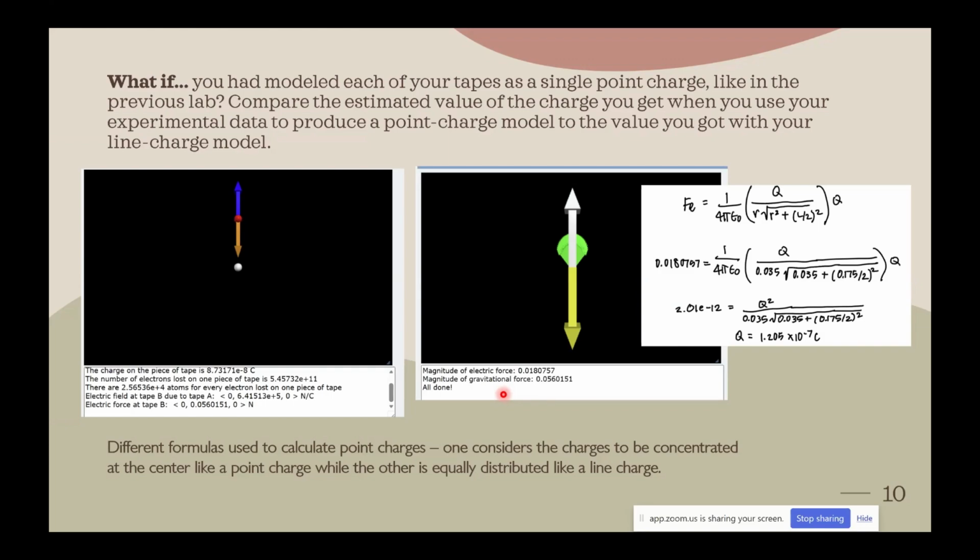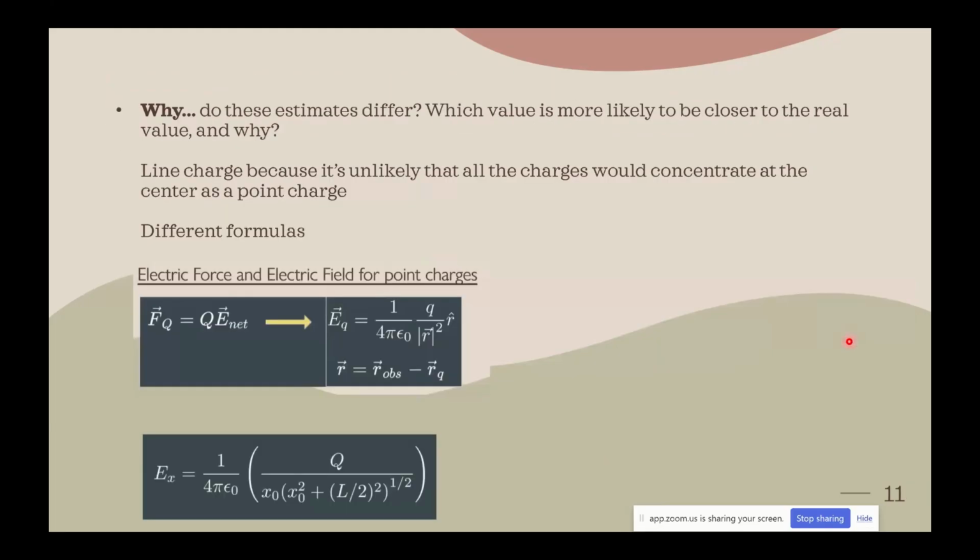And then in the second one, we would use this equation over here where Fe is the electric force, and then we solve for Q. And how did I find Fe? Well, I set it equal to the gravitational force because that's what we did earlier on, and then you end up with the charge being 1.205 times 10 to the negative 7 coulombs. Why do these estimates differ? Which value is more likely to be closer to the real value, and why?